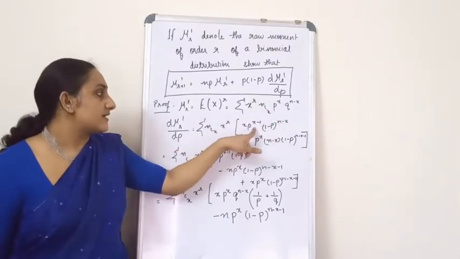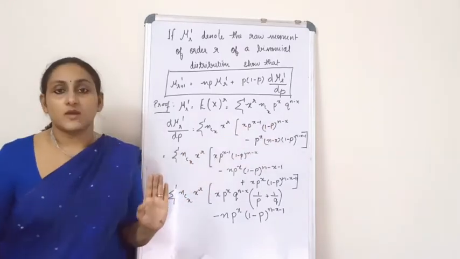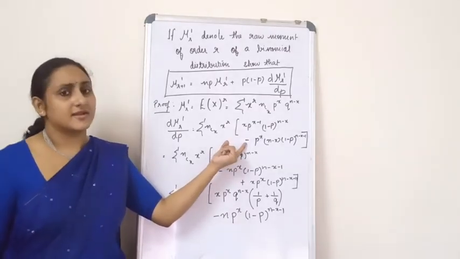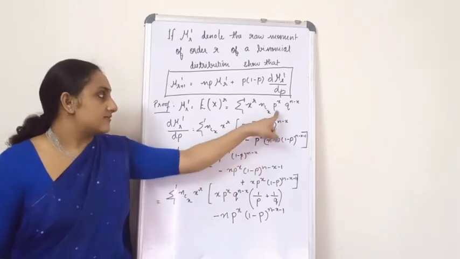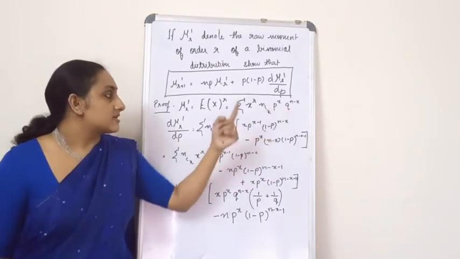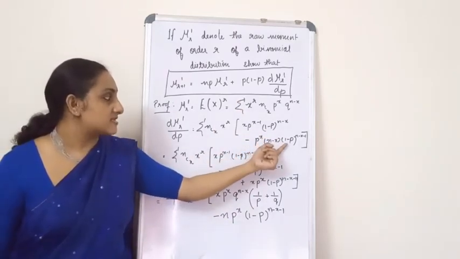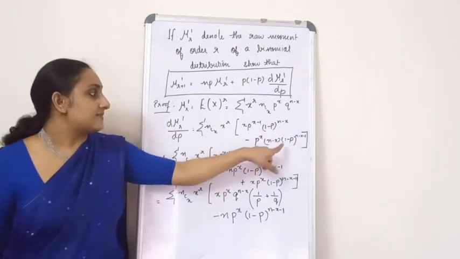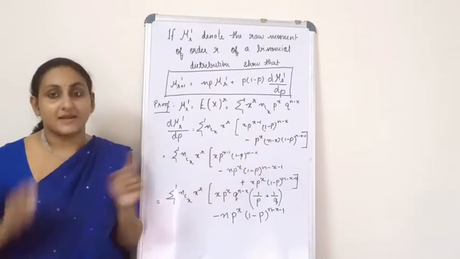So x into p raised to x minus 1 multiplied by (1 minus p) raised to n minus x, that is kept as it is, minus. So how did I get this minus sign? I will come to that. p raised to x, the first term is kept as it is, into the second term is differentiated, that is n minus x into (1 minus p) the whole raised to n minus x minus 1 multiplied by, here you have a minus sign, that is how you got here. Okay, multiplied by minus 1.